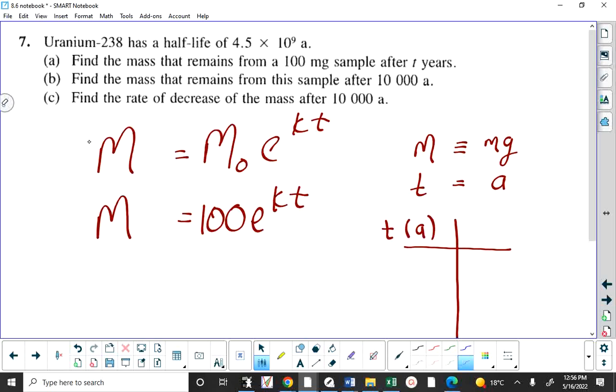Well, you know what? Are you okay with me saying the time is in billions of years? I mean, we can put 4.5 times 10 to the 9, but if we just say the time is measured in billions of years, then we could just put 4.5. Okay. So we do have a data point, because if the half-life is 4.5 billion years, then when t equals 4.5, the mass is down to 50, because that's half of the 100.